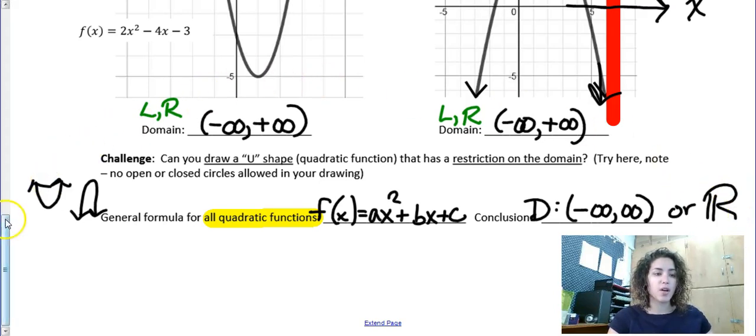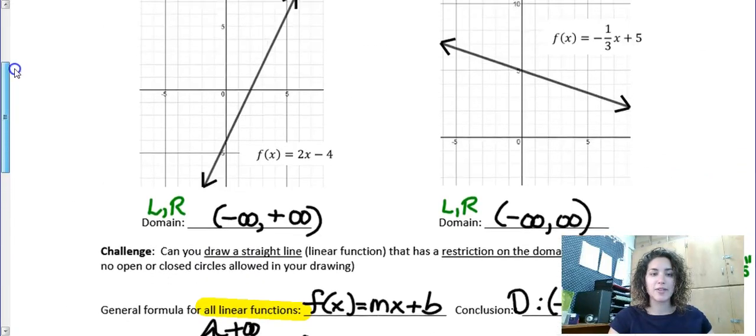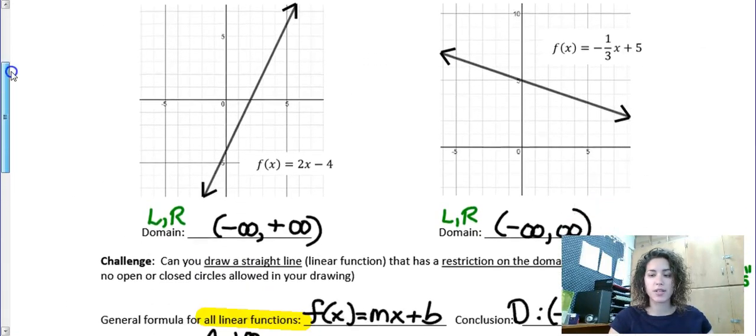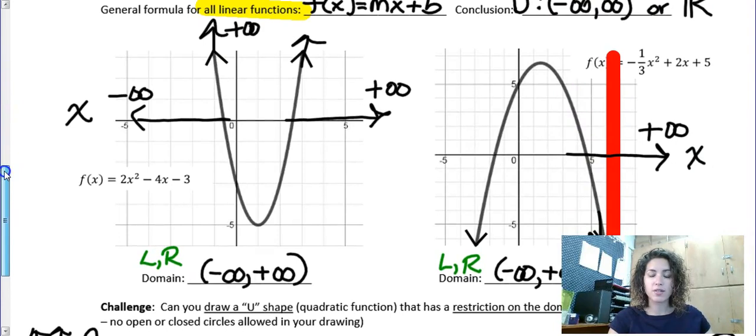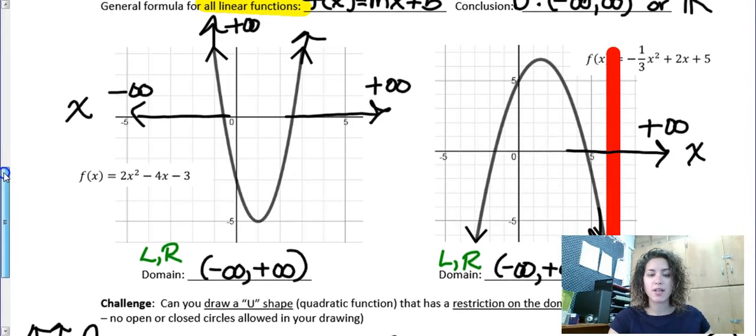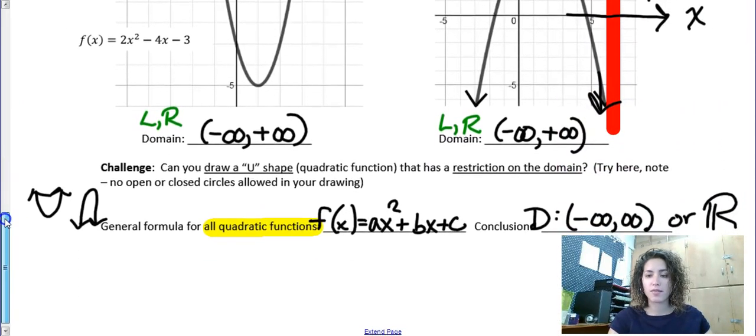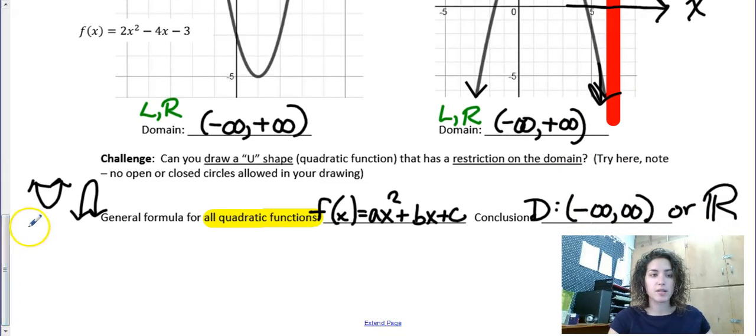So in our warm-up, we have established that linear functions, lines, increasing or decreasing, and quadratic functions, whether they open up or down, have no domain restriction, all real numbers.